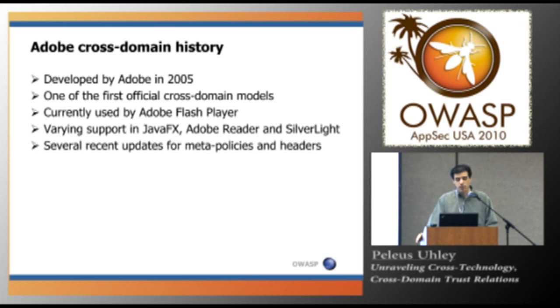JavaFX supports it, Silverlight supports it. The support in the other plugins tends to be varying. Right now, I believe in Java, they only support allow domain star. They don't actually allow you to do the per domain comparisons. And similar with Silverlight. They support a subset of the functionality that Adobe currently has defined in our model.